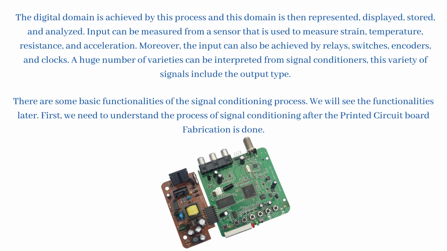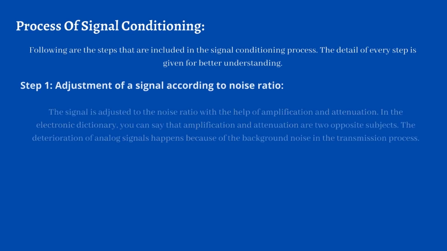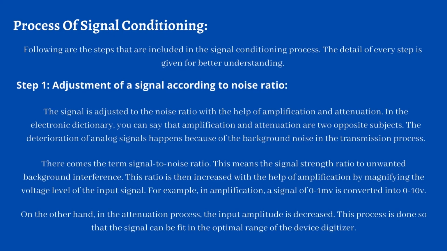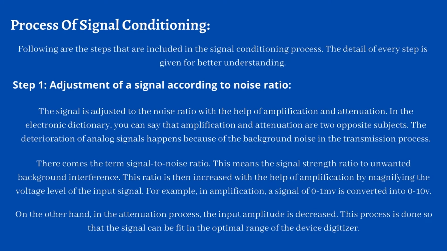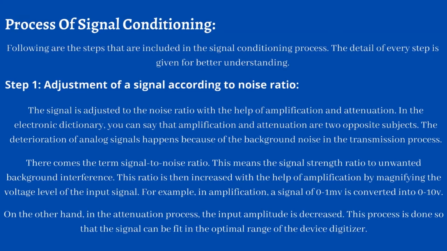There are some basic functionalities of the signal conditioning process. We will see the functionalities later. First, we need to understand the process of signal conditioning after the printed circuit board fabrication is done. Process of signal conditioning. Following are the steps that are included in the signal conditioning process. The detail of every step is given for better understanding.